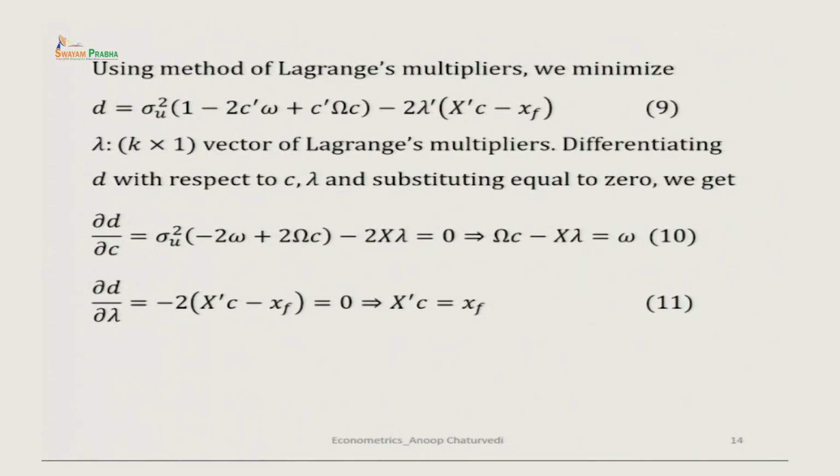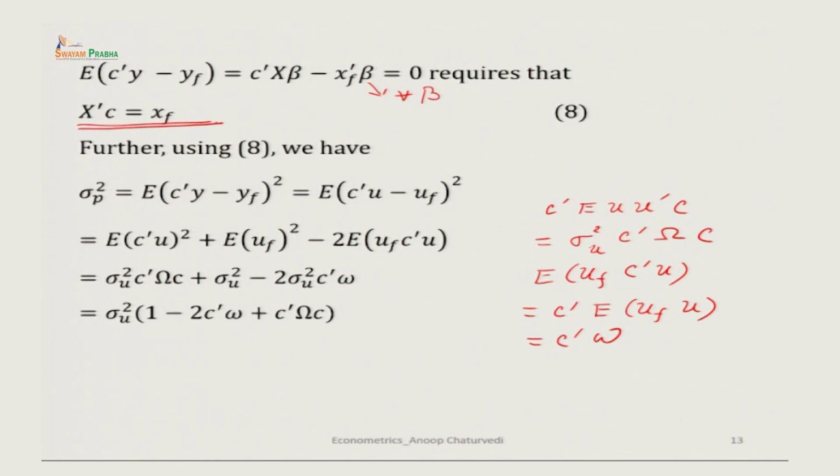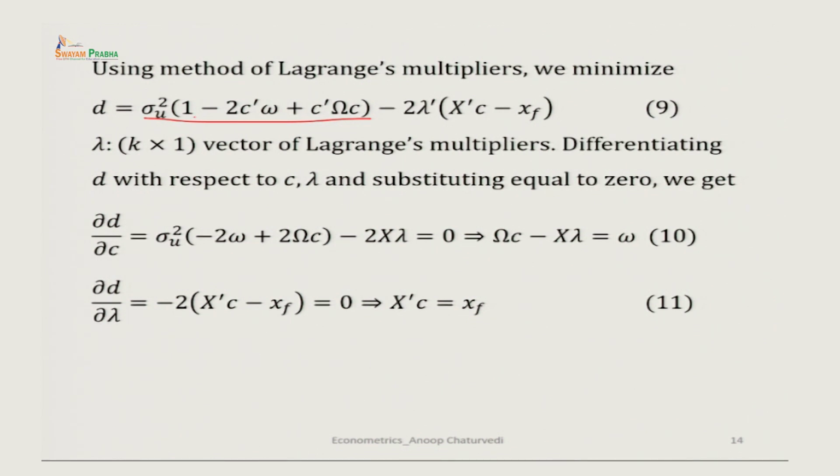So, basically you have to minimize this term, and then you also have the restriction given in equation 8. So, we take D equal to sigma square U times (1 minus twice C transpose small omega plus C transpose capital omega C) minus twice lambda transpose (X transpose C minus X F). We are using the method of Lagrange's multipliers. We have to minimize this term subject to the constraint X transpose C minus X F equal to 0. Lambda is a k cross 1 vector of Lagrange's multipliers. Then we differentiate D with respect to C and lambda, substitute the differential coefficients equal to 0, and then we solve these equations.